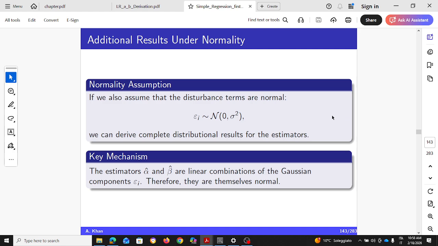Now, additional results. If we assume normality, that the disturbance term is normal, then we can get the distributional results for the estimators. And we said before that the estimators alpha and beta are a linear combination of the Gaussian disturbance terms. Once these are linear combinations of Gaussian components, they themselves are normal.